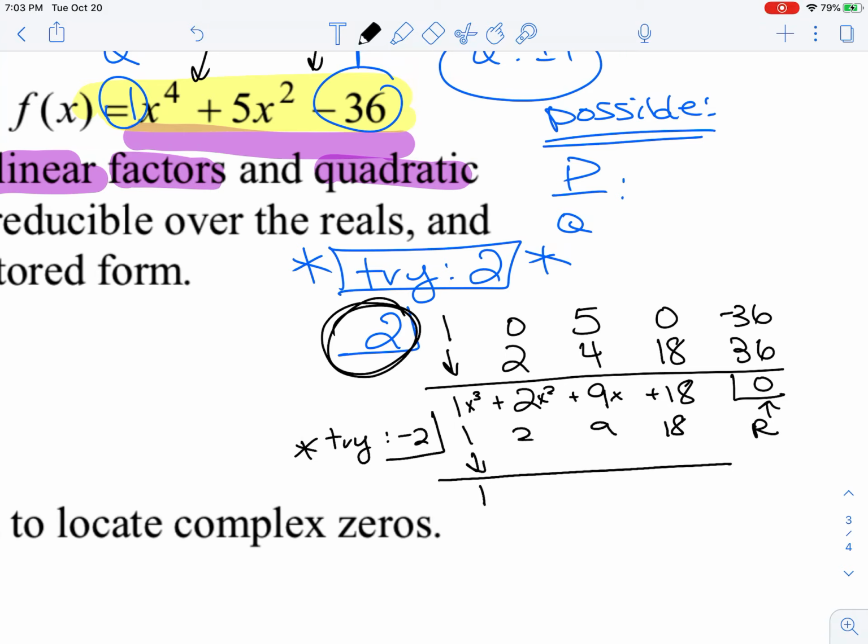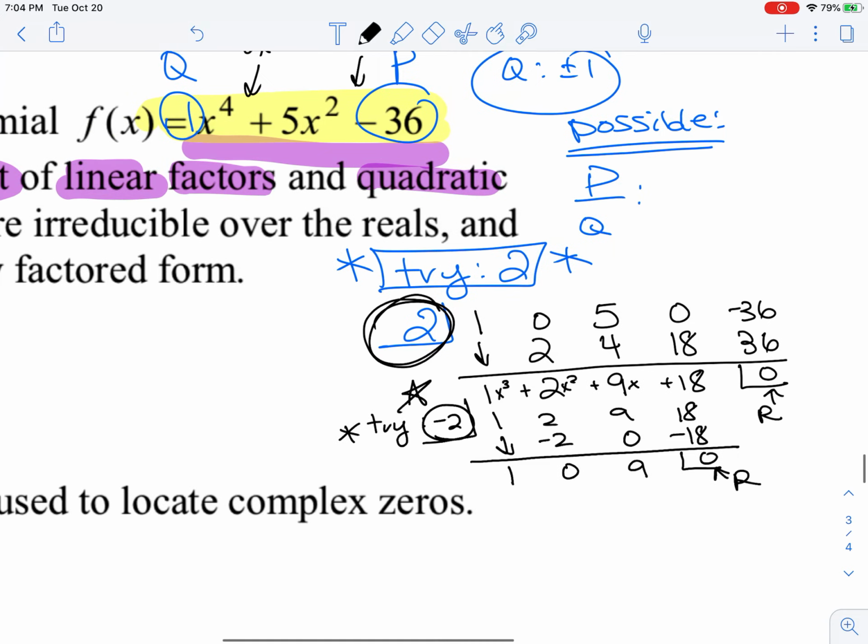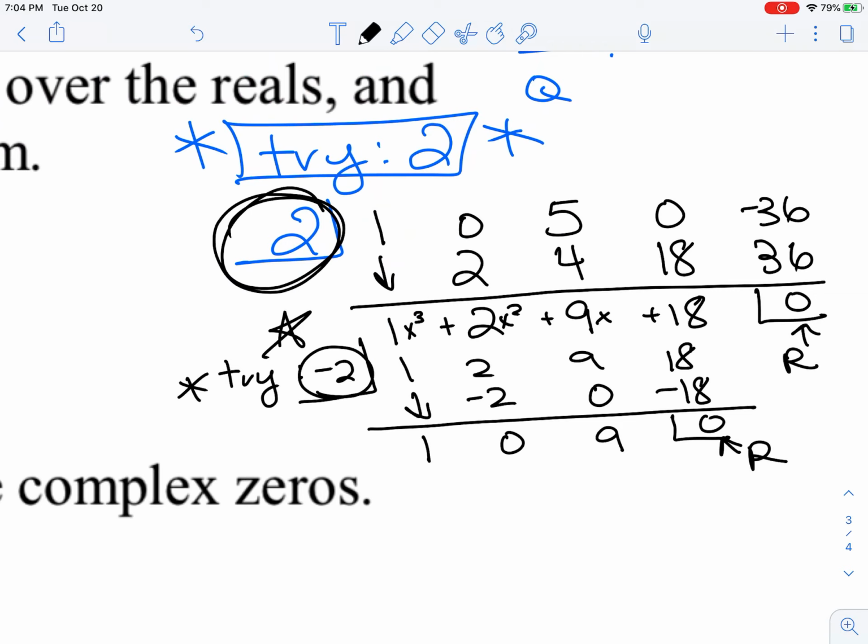Bring down the 1. Negative 2 times 1 is negative 2. Add down. Negative 2 times 0 is 0. Add down. Negative 2 times 9 is negative 18. Add down. This again is our remainder. So this is a root. Now we have 1x squared plus 0x plus 9 left.